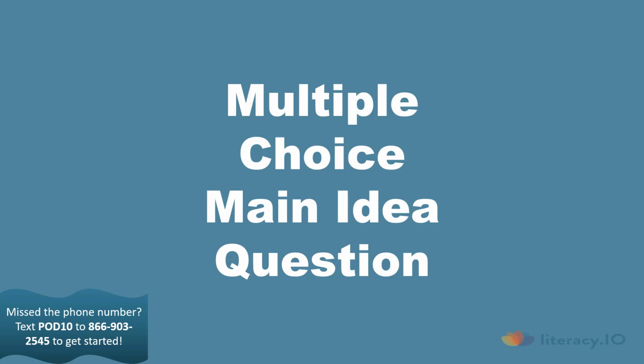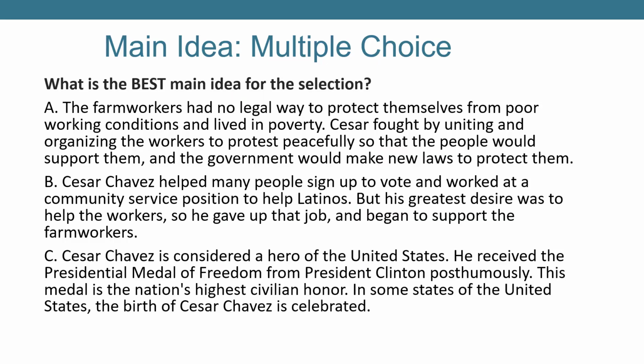Okay, detectives, it's time for us to answer a multiple choice main idea question. Here we go. What is the best main idea for the selection? A. The farm workers had no legal way to protect themselves from poor working conditions and lived in poverty. Cesar fought by uniting and organizing the workers to protest peacefully so that the people would support them and the government would make new laws to protect them.